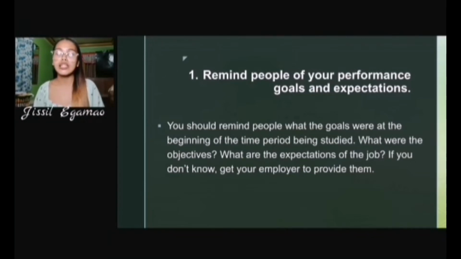So our task is incomplete when we don't have objectives and of course the expectations. So why do we need to remind people of our performance goals and expectations? Goals and expectations should describe what you are setting out to accomplish, what success looks like, specific actions that will be taken, and how it is measured.